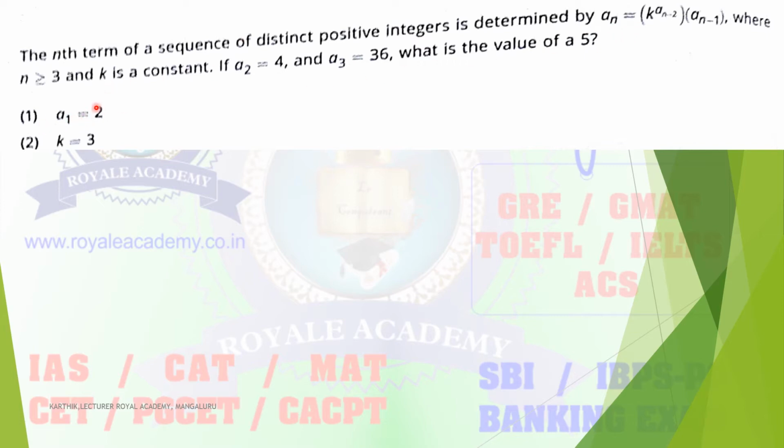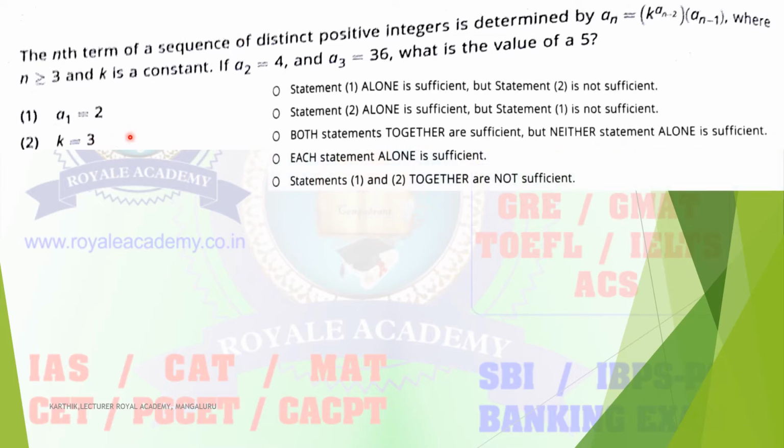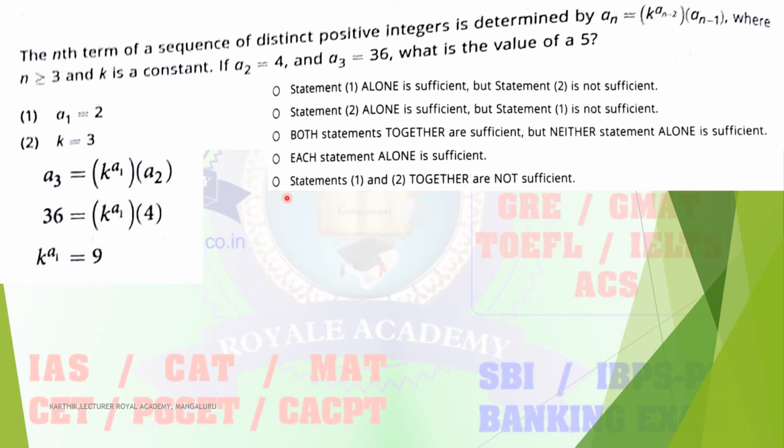Two statements are given: a1 is equal to 2, and k is equal to 3. These are the options. From which statement alone can you answer the question? First simplify the equation. Take a3, why? Because a3 information is given, along with that, n value should be greater than or equal to 3.